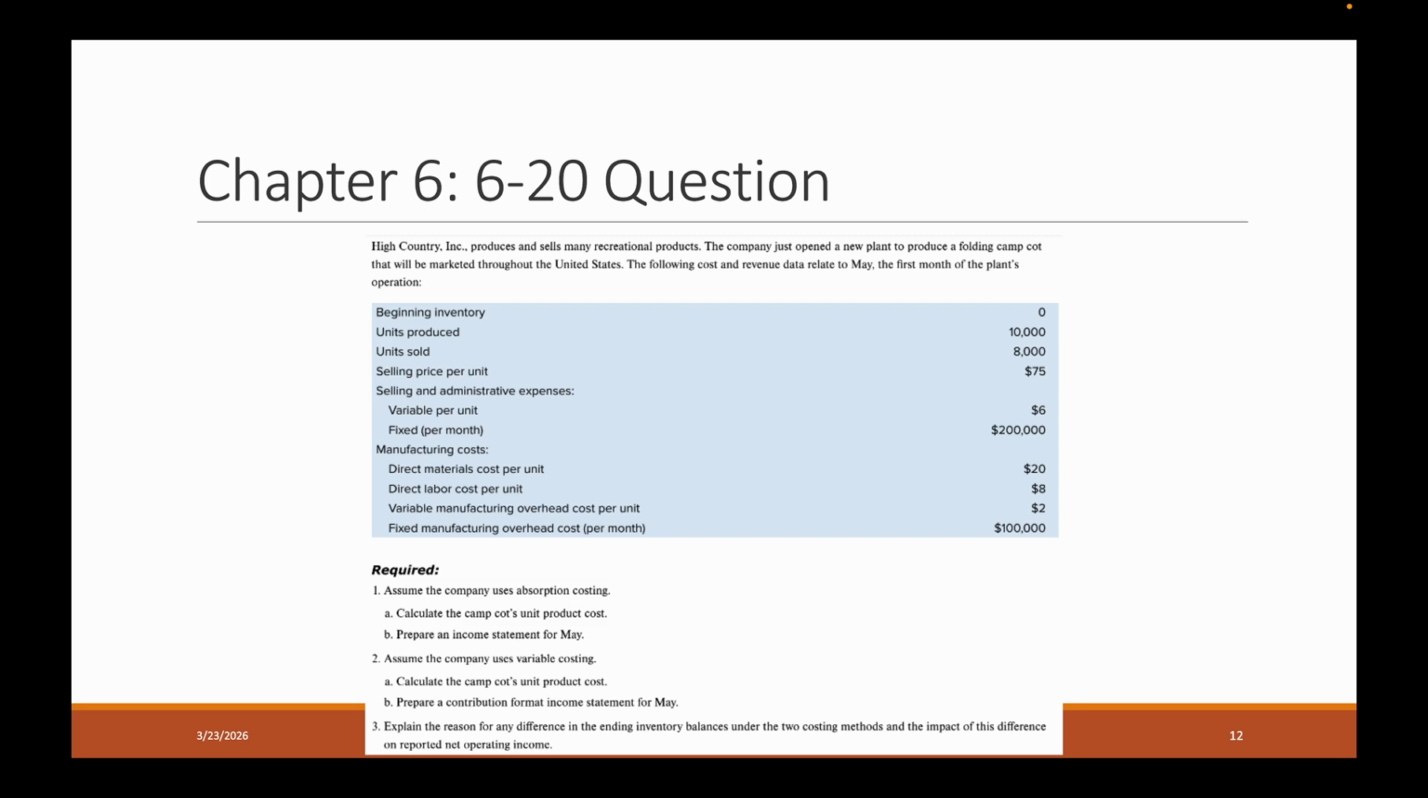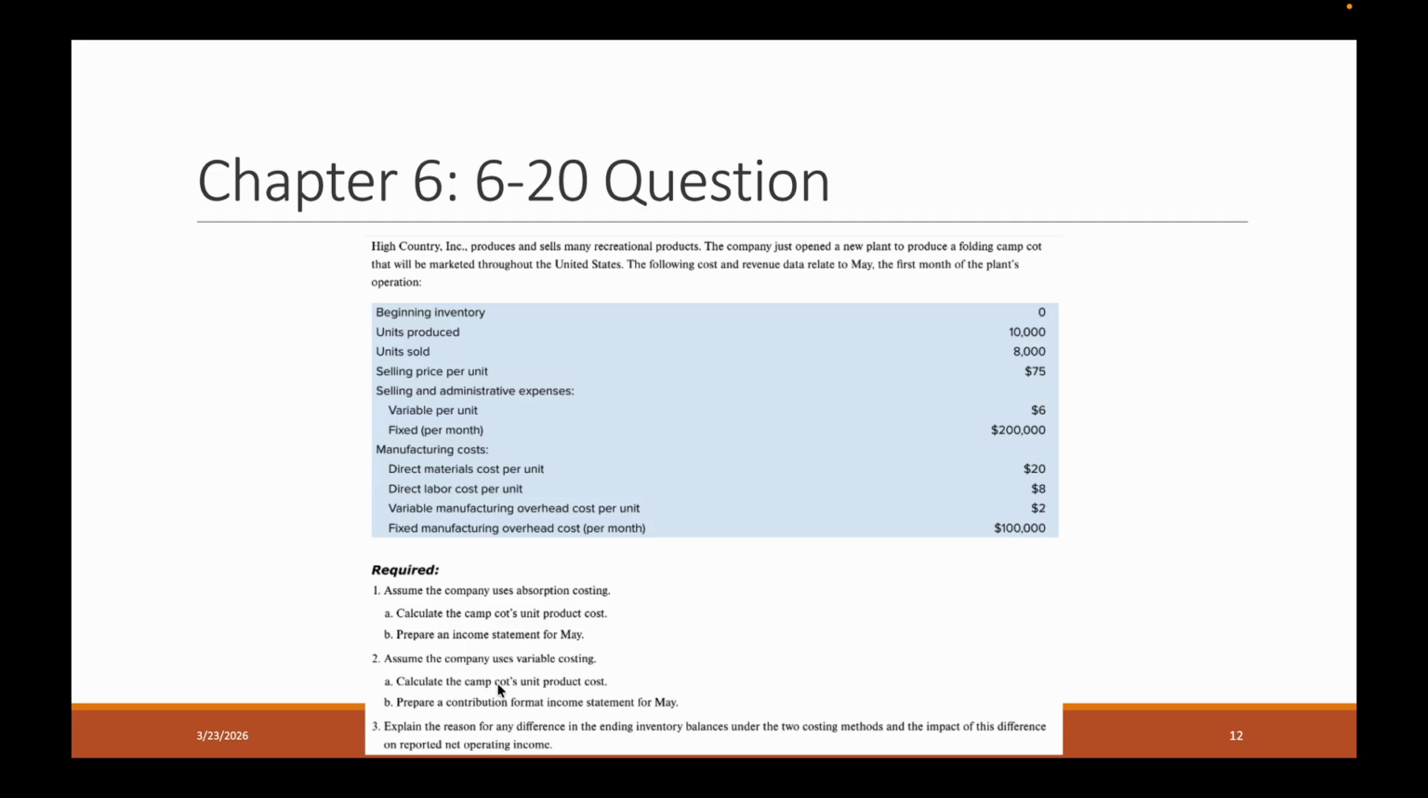So in this problem, we're going to be looking at how to calculate net operating income through absorption costing and through variable costing. So we're going to start with question 1. Assume the company uses absorption costing. We're going to be calculating the camp cot's unit product costs, as well as preparing an income statement for the month of May, aka just calculating that net operating income at the end of the month of May.